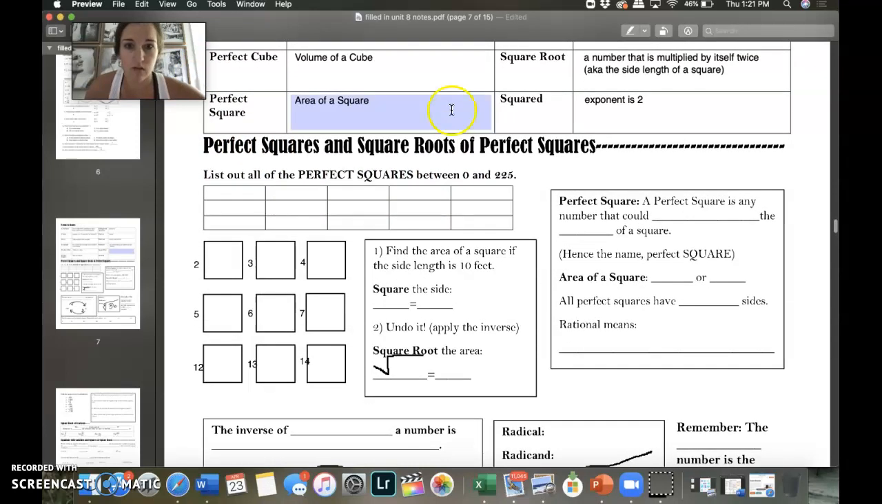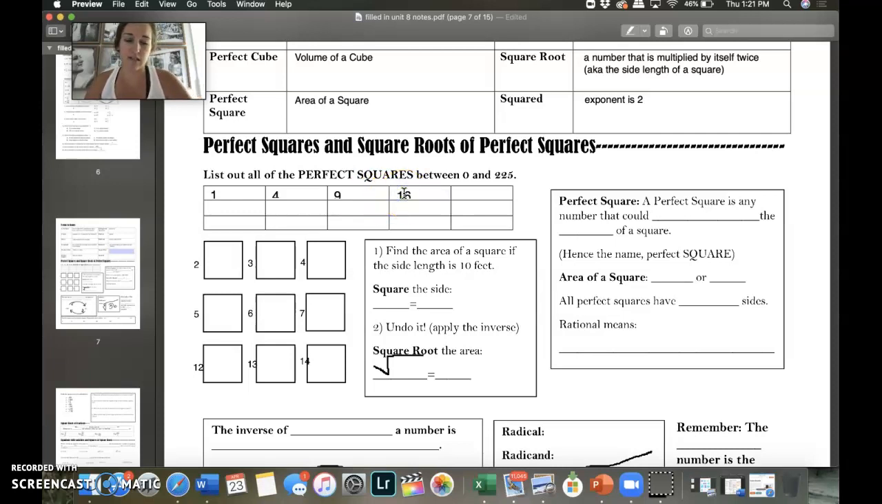So how am I going to list out all the perfect squares? Well, that means the area of the square. So what would be the first area? Well, let's imagine. If the side lengths are 1, that means it's 1 times 1. And 1 times 1 is 1. So there's a perfect square. What if the side lengths are 2? 2 times 2 is 4. 3 times 3 is 9. Oh, it's kind of cut off, but it's okay.